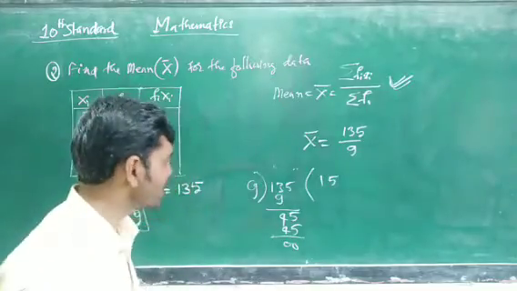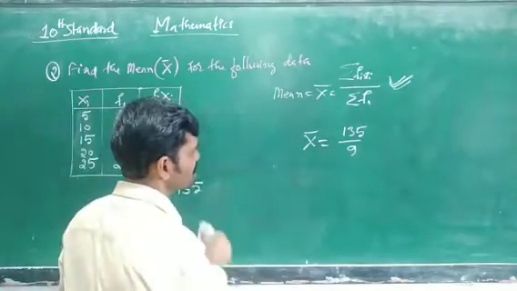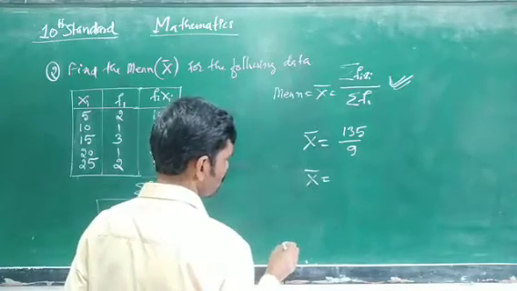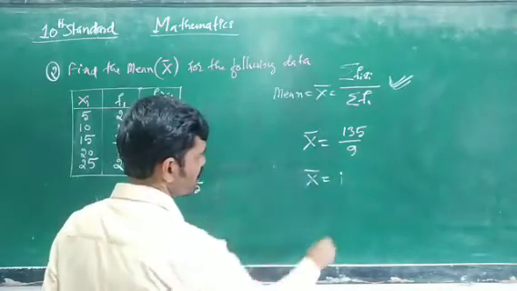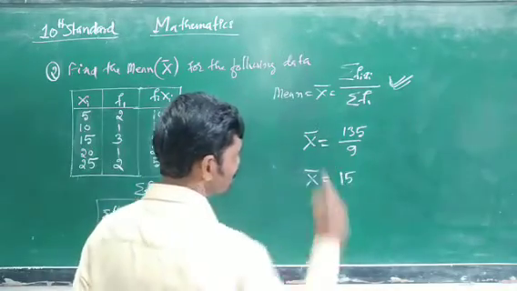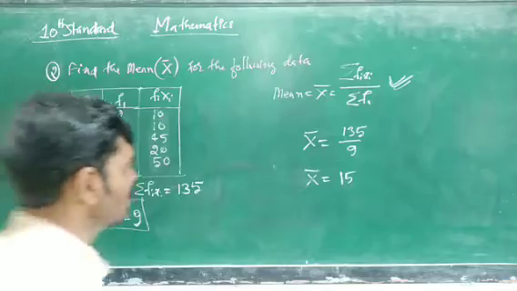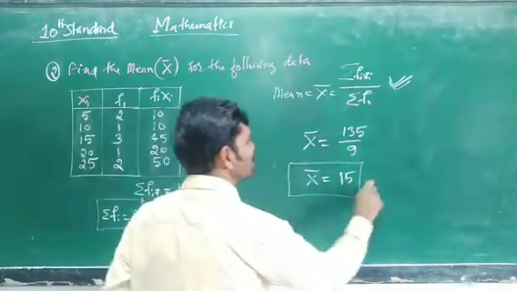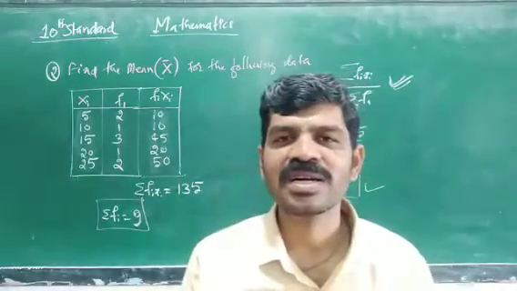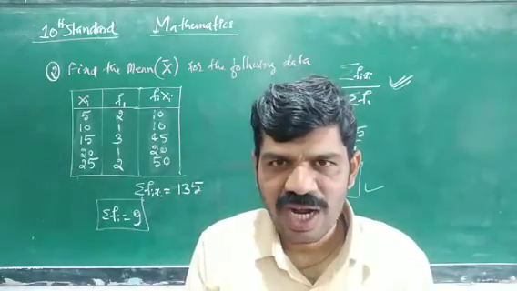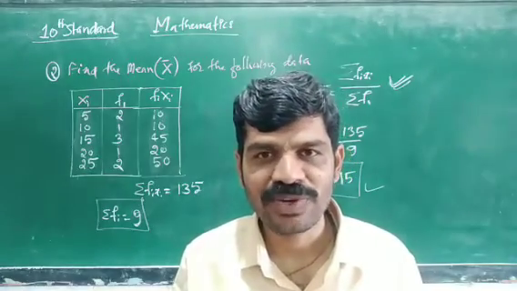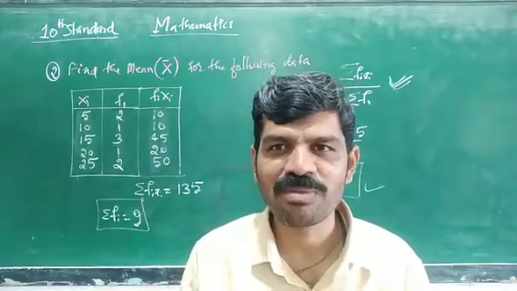So the mean, x bar, is equal to 135 divided by 9, which is 15. So this is the mean. I hope you understood the formula, and you could find out the mean for a given problem like this.